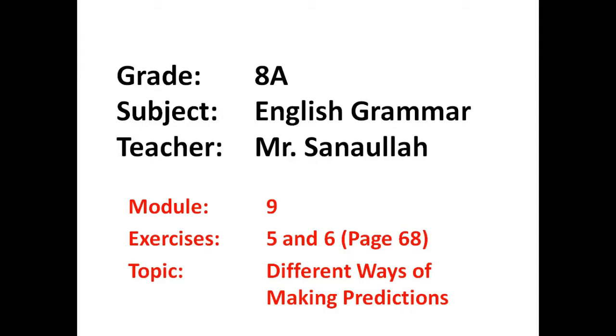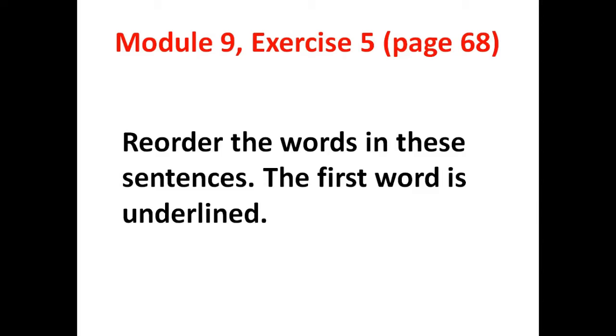Today we are going to do two exercises on page number 68 of module 9 in the English grammar workbook. For these two exercises, our topics are different ways of making predictions. First of all, we will do exercise 5 on page number 68.